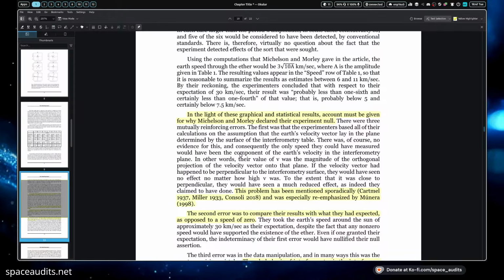In other words, the value of v was the magnitude of the orthogonal projection of the velocity vector onto the plane. If the velocity vector had happened to be perpendicular to the interferometer's surface, they would have seen no effect no matter how high v was. So they predict, because that would be the point where there's least amount of change between them angle-wise. So they would predict. Okay, so he's still saying if, though.